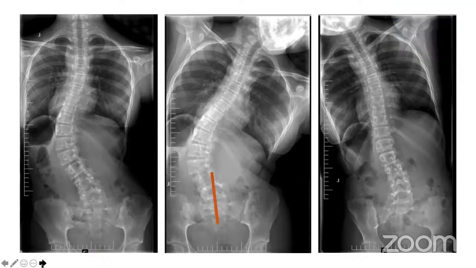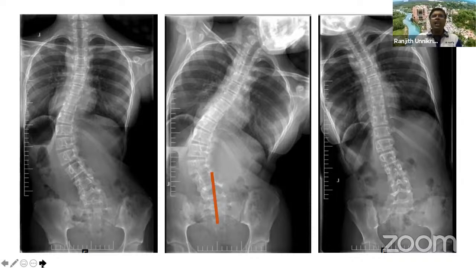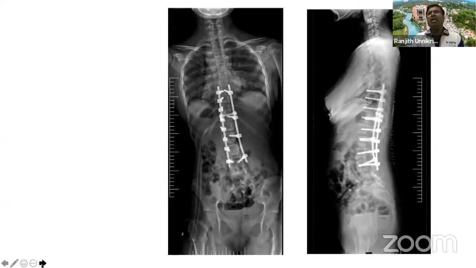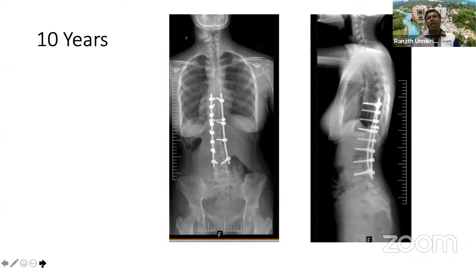Another case, this is a really long-term follow-up done in 2010. I looked at my concave CSVL, which told me that my LIV had to be at L3. I went ahead, did an L3. The immediate post-op standing looked like this. I was not very happy, but on a 10-year follow-up, she's holding on. I stopped at L4, and the correction holds on.